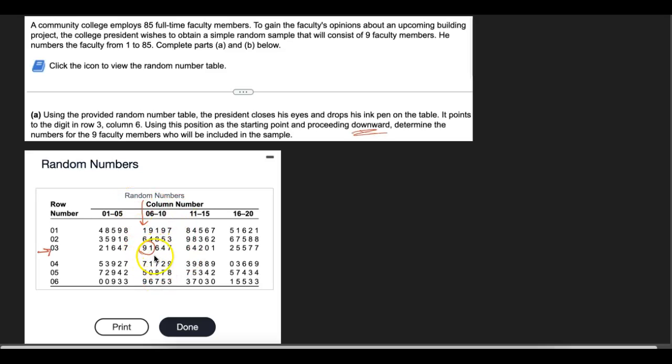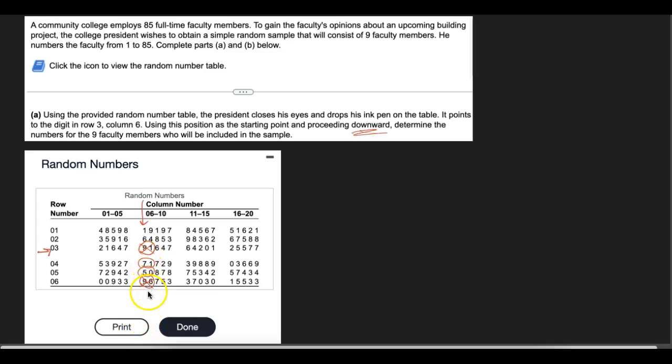So here's the first number that I pick. It's actually 91. Well, there is no faculty member 91, so I don't consider that one. Then I go down. So from there, I have 71. 71 is a person because I've got people labeled with the digits 1 to 85. So I'll keep that one. Then 50. And then again, 96 is too much, so I'm going to throw that one out.